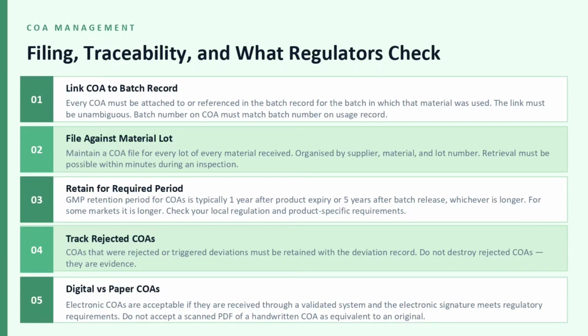Rejected COAs must also be retained. If a COA triggered a deviation or was rejected, that COA must be kept with the deviation record. Do not destroy rejected documents.